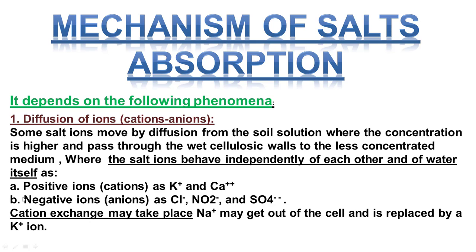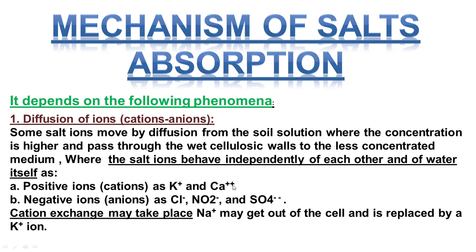Mechanism of salt absorption. It depends on the following phenomena. Okay, number one, diffusion of ions. Ions may be cations or anions. Cations are positive, anions are negative. Some salts move by diffusion from the soil solution, where concentration is high, and pass through the cellulose wall. We have two types of ions, positive or negative.